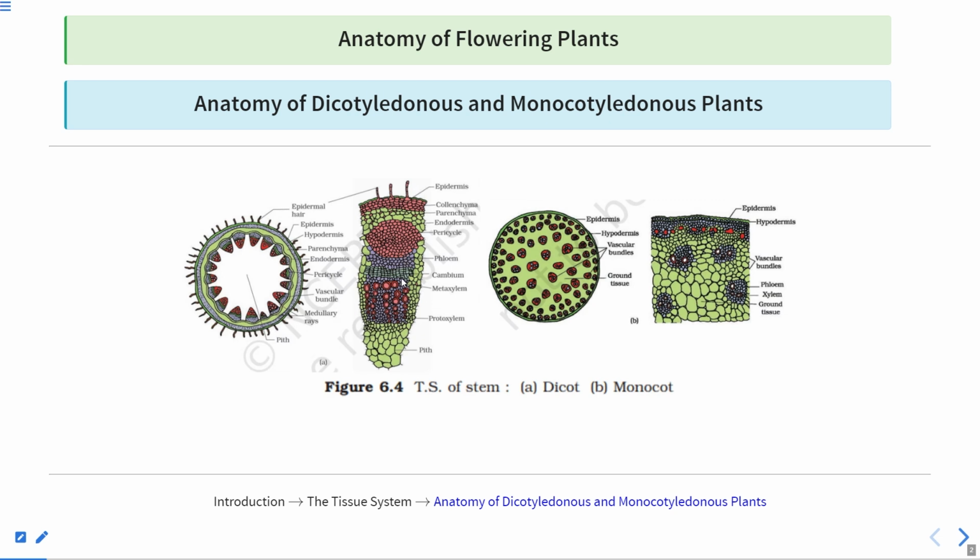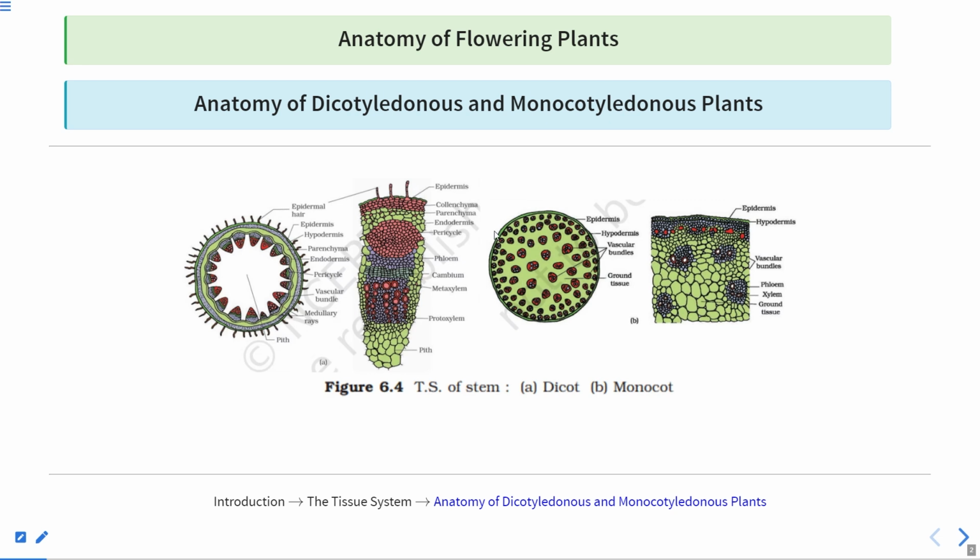If you see one of the vascular bundles, the phloem is present outside and the xylem is present inside. The metaxylem and protoxylem arrangement is there. Metaxylem is toward the inner side and protoxylem is toward the outer side. In between the phloem and xylem cells, you can see the presence of the cambium layer. So it is a conjoint and open type of vascular bundle. It is an open type of vascular bundle, with cambium present in between the phloem and xylem cells.